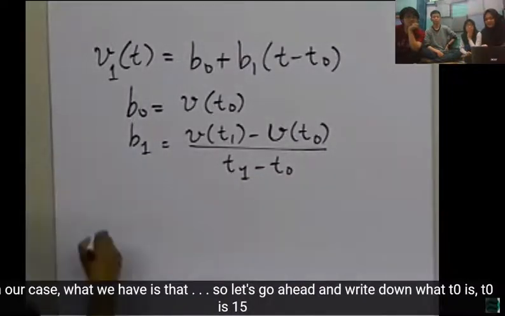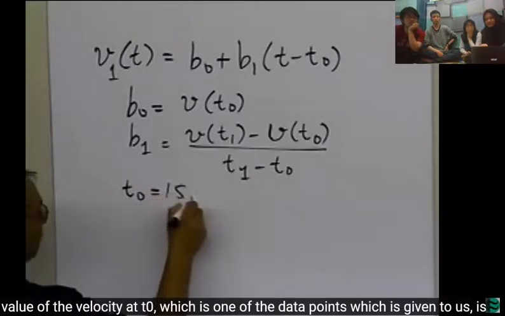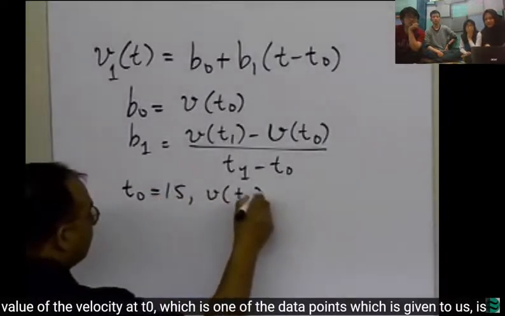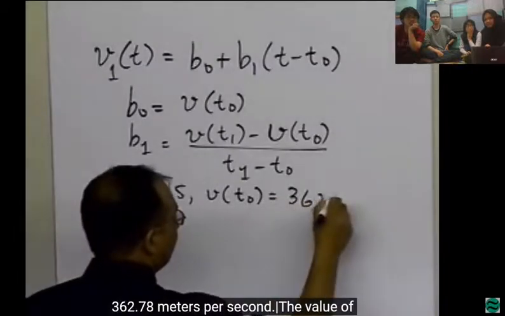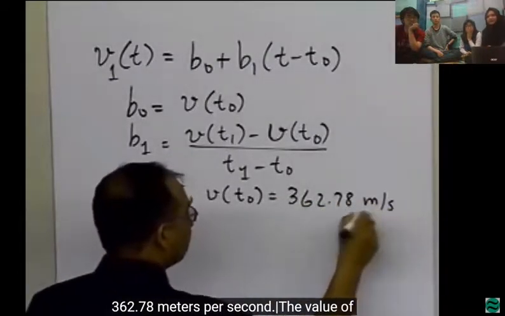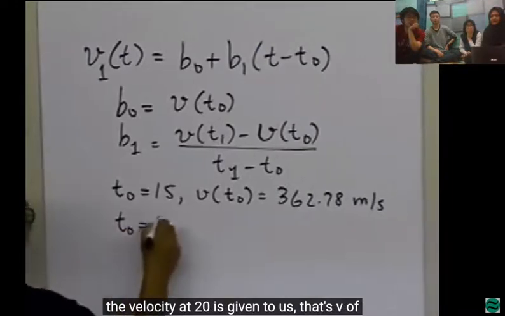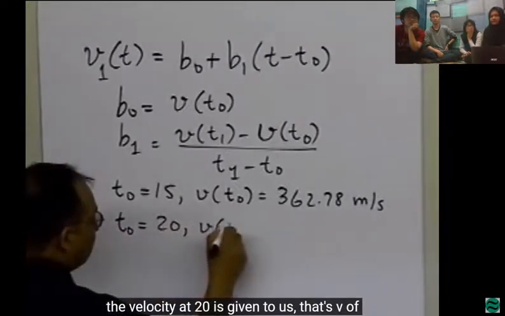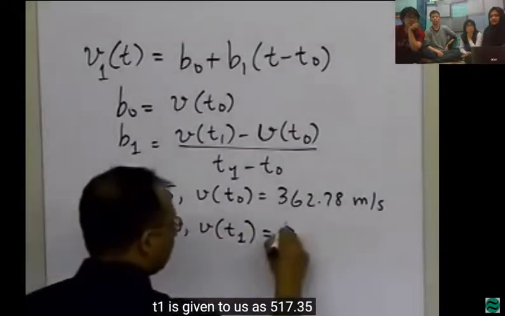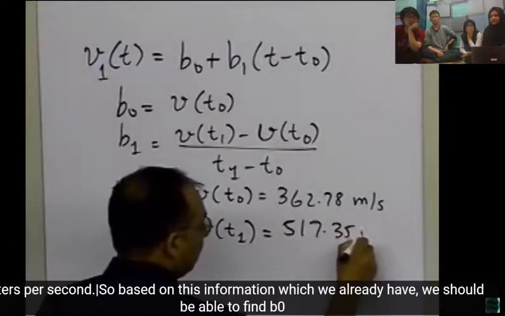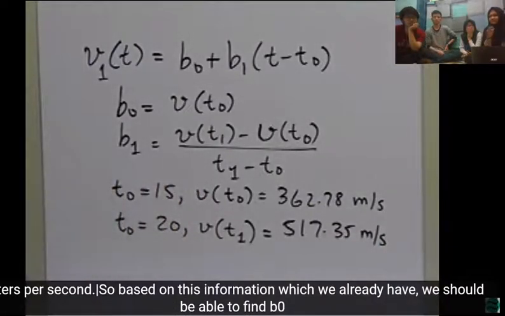So in our case, let's write down what t naught is. T naught is 15. The value of the velocity at t naught, which is one of the data points given to us, is 362.78 meters per second. The value of the velocity at 20, that's v sub t1, is given to us as 517.35 meters per second. So based on this information, we should be able to find b naught and b1.